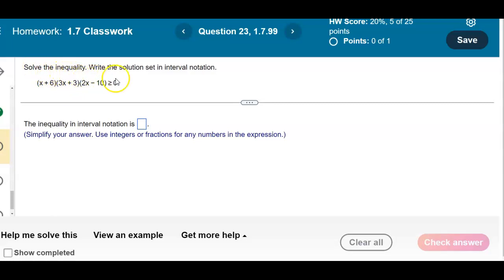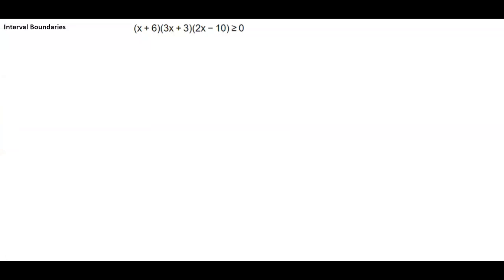Solve the inequality and then write the solution set in interval notation. We have (x + 6)(3x + 3)(2x - 10) is greater than or equal to 0. So here is our inequality. We can see that it's already in factored form, and we already have a 0 on the right-hand side, which is great. So therefore, what we're going to do is now figure out what our interval boundaries are.